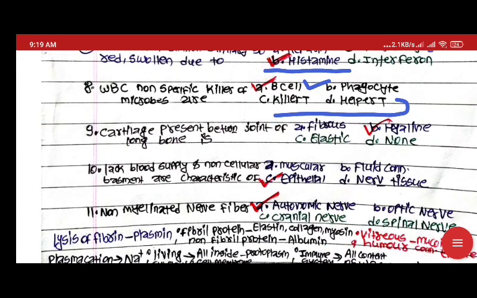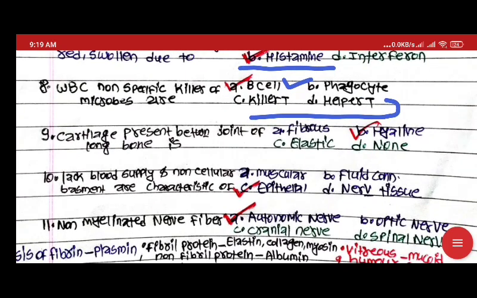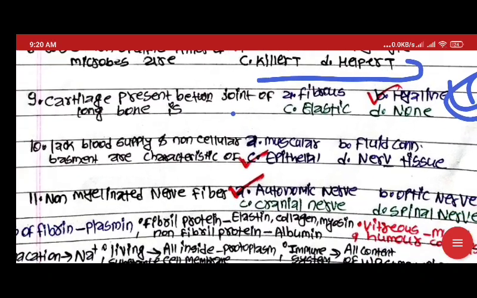Now number 9, cartilage present between joint of long bone. If cartilage is there, then there should be what tissue? Joining is connective tissue. So joint of connective tissue is hyaline. Hyaline is for connection between two tissues. Also, if bone is connecting, then there is an elastic type of fiber that is called what? Ligament. So that is the same.